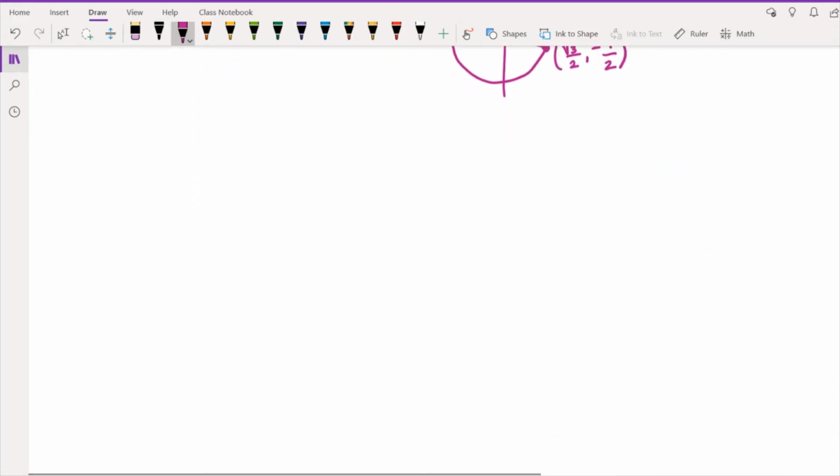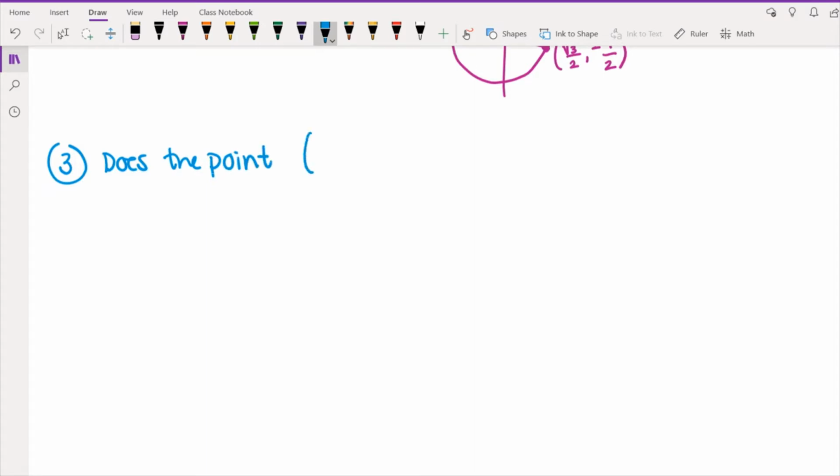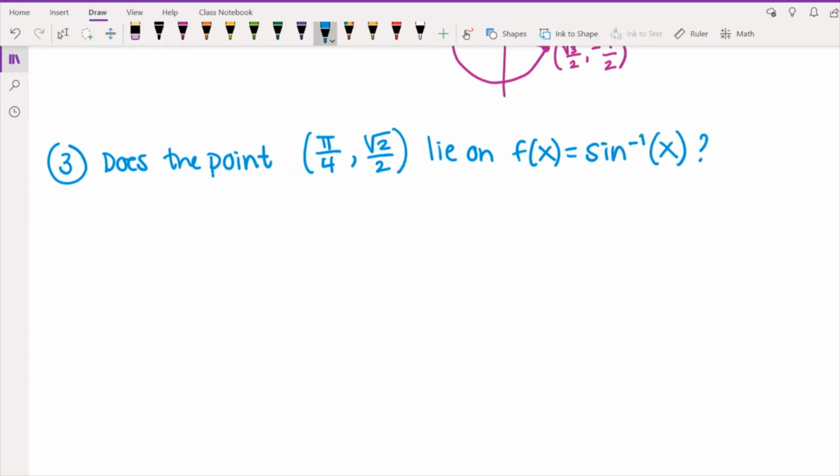Okay, so next question, similar, is asking, does the point pi over 4, square root of 2 over 2 lie on the graph of f of x is equal to inverse sine of x? So this one you can actually answer without even going through this plugging in business.